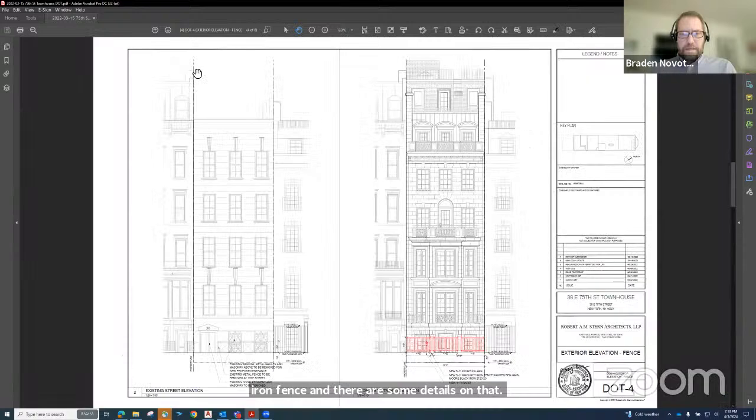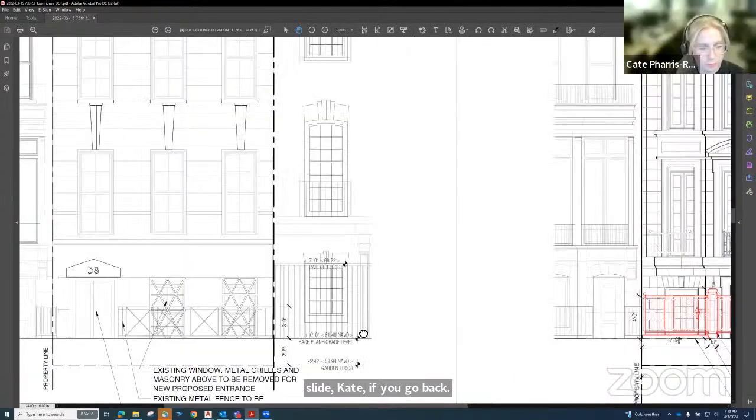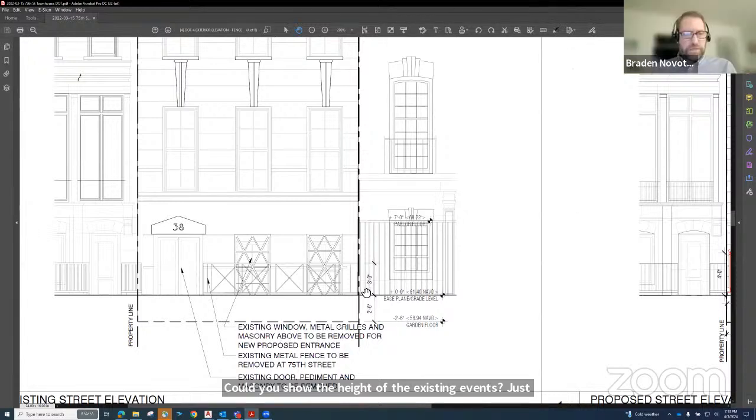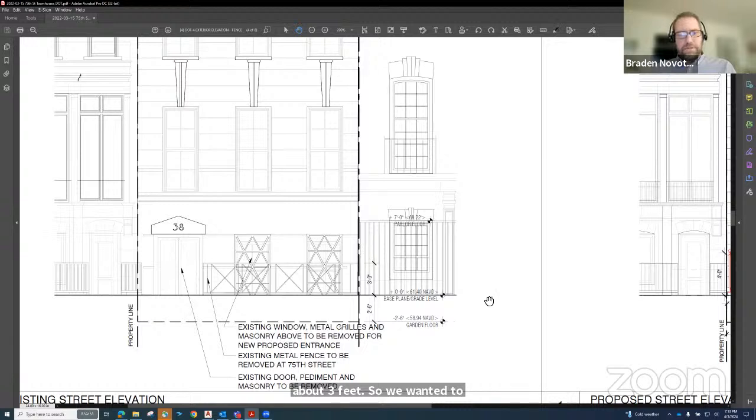Just one thing before you leave that slide, Kate, if you could go back. Could you show the height of the existing fence? I just want to note this because the property to the east has about a 3-foot-high wrought iron fence. The property to the west has a 7-foot-high wrought iron fence. And then the current fencing at the property is about 3 feet. So we wanted to increase the height of the fencing slightly. And during our landmarks discussion, we were asked to lower what we had originally proposed, which was 5 feet.